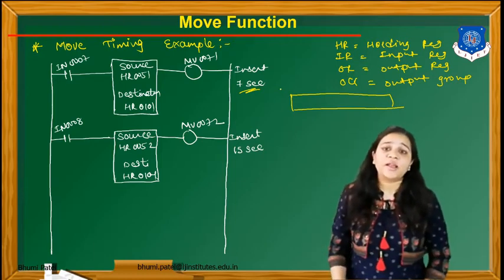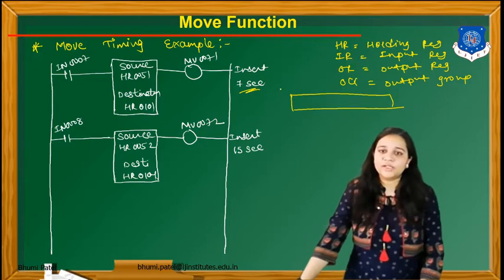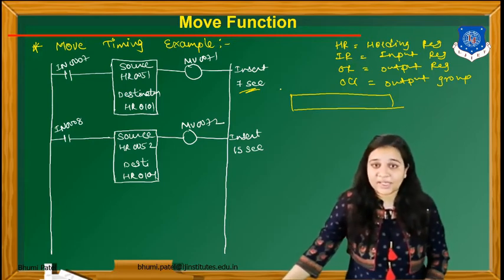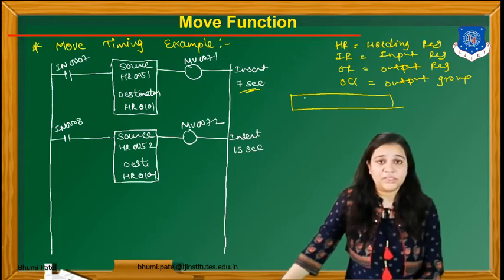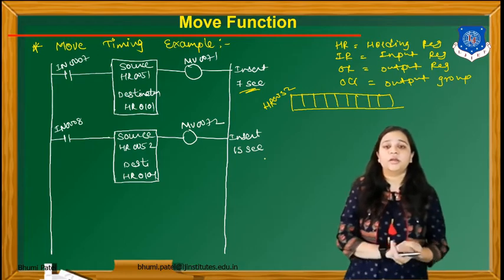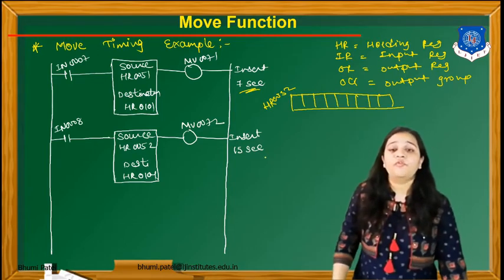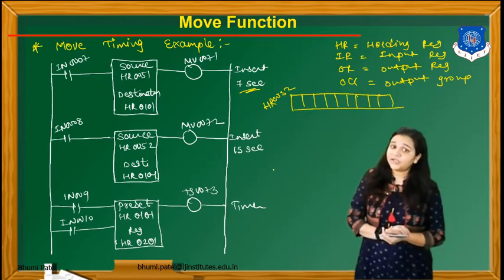Next, again the input is given, IR000A, and the source and destination addresses are given. The source is HR0052 and the destination is HR0101. Again the move function is given. Now we have to insert 15 seconds. That means in the address HR0052, the binary number becomes the number 15. Now we have to move it. For that we must use the timer.